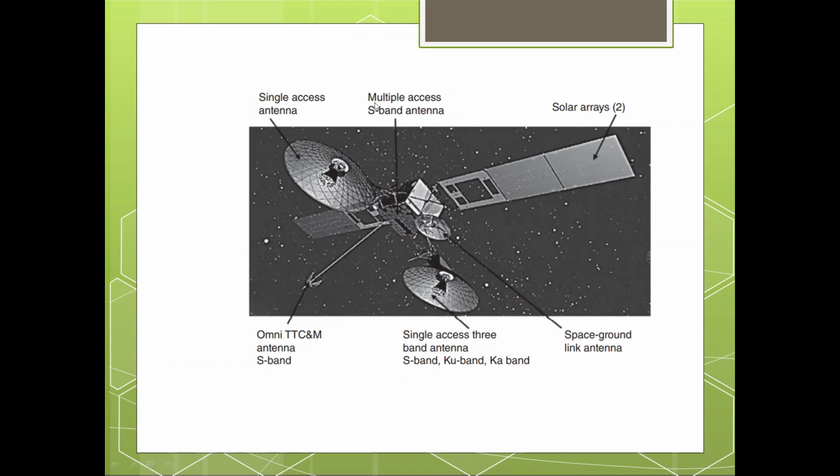Today we are going to discuss a tracking mechanism. This slide shows one of the satellites with various subsystems in a single picture. In this satellite, for example, we have the antenna subsystem: a single access three-band antenna subsystem, a space ground antenna, solar plates, a multiple access antenna, and a single access antenna.